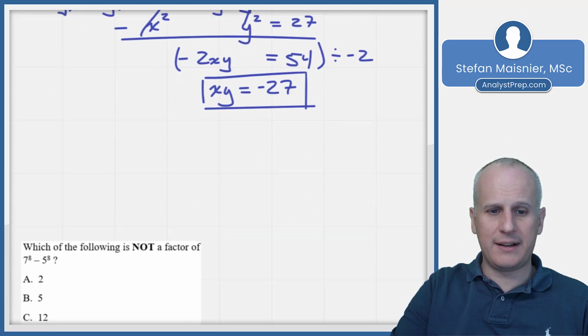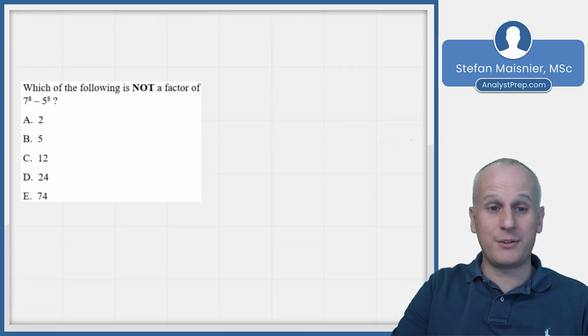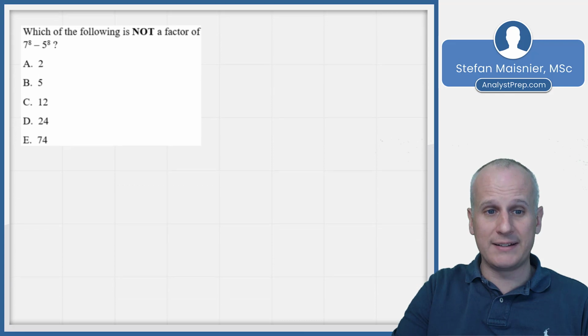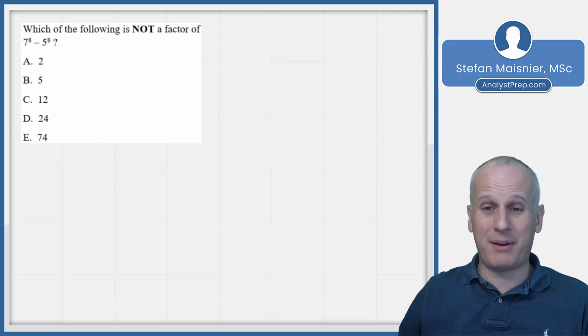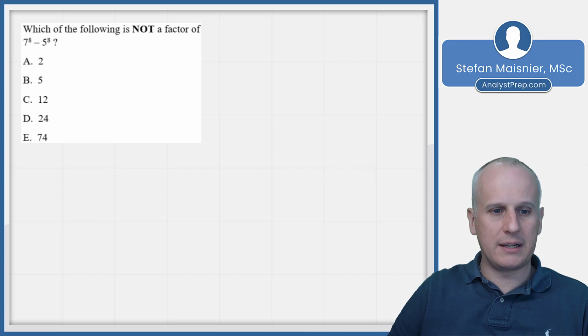So let's scroll on down and take a look at another problem where it's probably a little bit harder to recognize that we're dealing with a possible common quadratic identity.